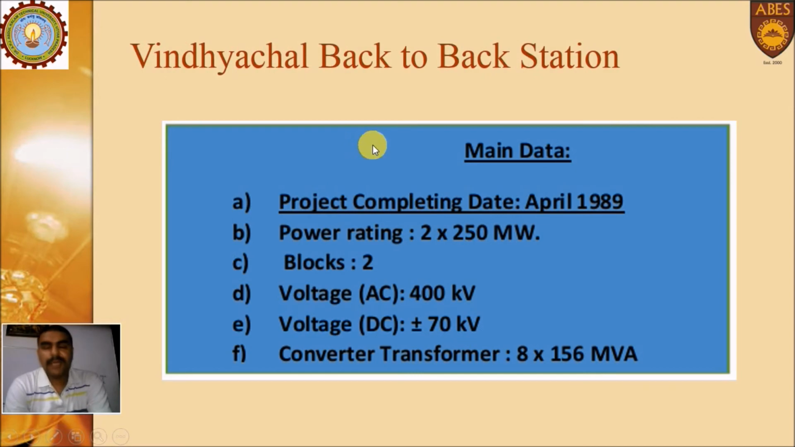Then the Vindhyachal back-to-back station, it was completed in 1989. Its rating is 2 into 250, meaning 500 megawatt. There are two blocks. Voltage AC side is 400 kilovolt and voltage DC side is plus minus 70 kilovolt. And then converter transformers are 8 at 156 MVA.